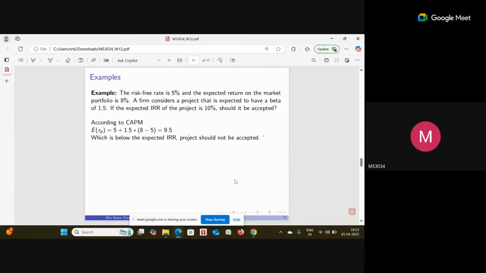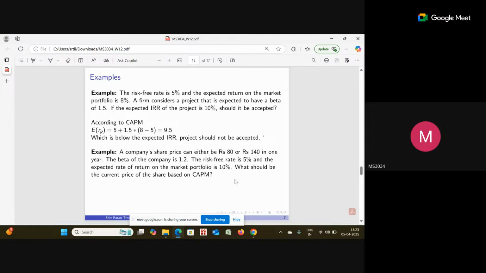Okay, so this is how we can evaluate projects also. And coming to the pricing formula of the CAPM, let's take an example of that also. It says a company's share price can either be 80 or 140 in 1 year. It can either increase or decrease with the same probability, and the beta of this company is 1.2. The risk-free rate of return is 5% and the expected rate of return on the market portfolio is 10%. What should be the current price of this share based on the CAPM?